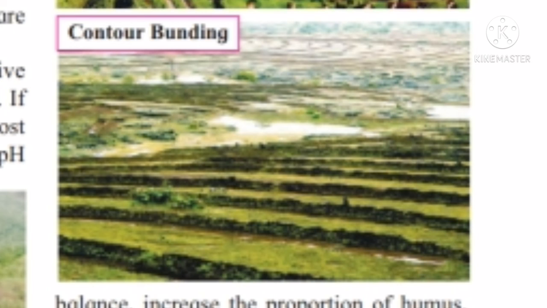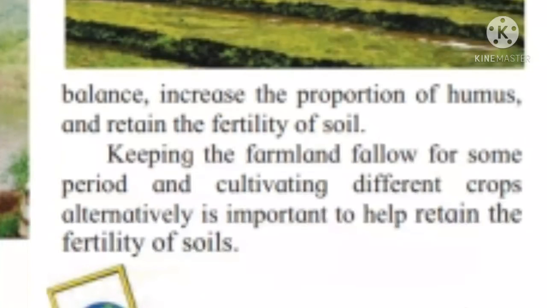Under the recently launched scheme Jalyukta Shivar, the following measures are undertaken, like construction of farm bunds, arresting water of small streams, connecting the streams. A regular use of organic manures and vermicompost helps to maintain the pH level of the soil, increases the proportion of humus in the soil, and retains its fertility.